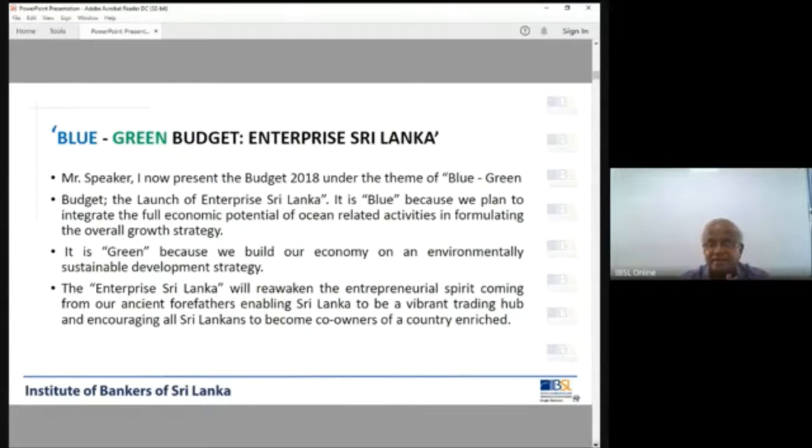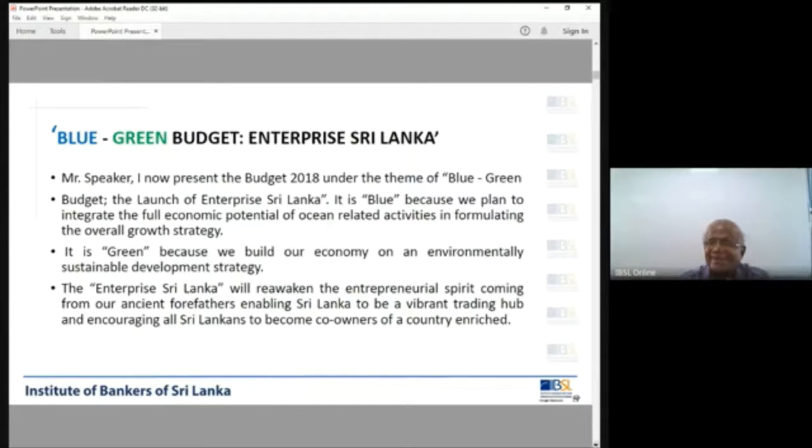Sri Lanka is a very lucky country. If you can exploit it using the latest technology, the ocean resources will be much richer than at present, right? There are various reasons, sometimes political, sometimes social, sometimes economic, why we can't exploit the full potential of the ocean resources, right? But their theme is this: it is green because we'll build our economy on an environmentally sustainable development strategy. That's very important, very interesting.